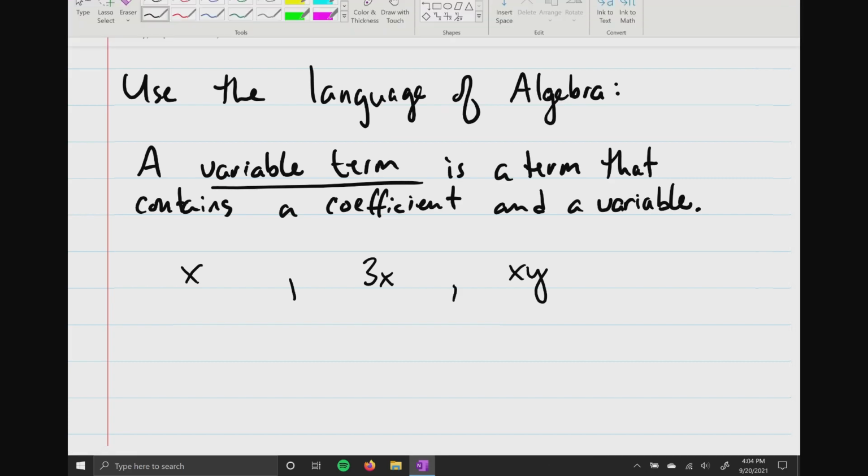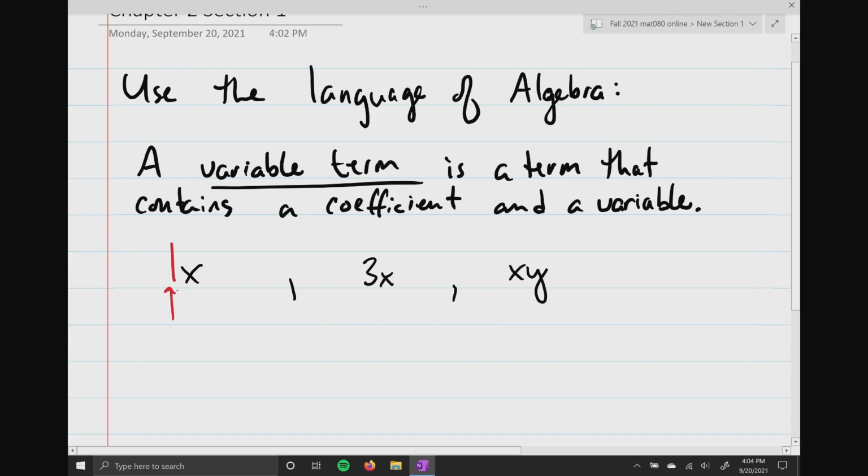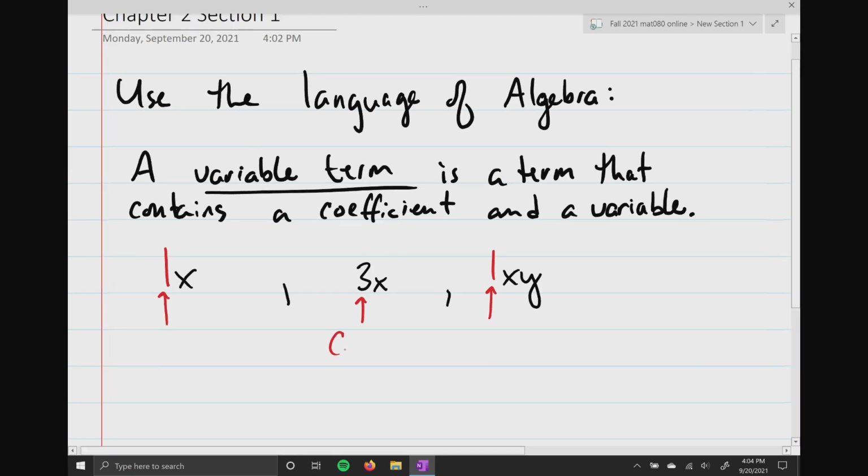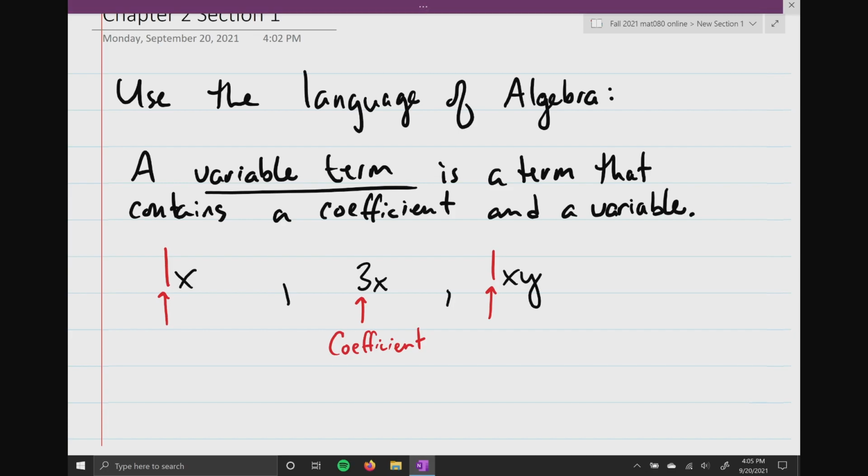So the coefficient is going to be the number that is attached to the variable, and it's being multiplied by it. So for example, in the first, even though we write x, it's really 1 times x. In the second example, that 3 is going to be the coefficient. And then in the last example, you have 1 times x times y. The thing to remember, though, is just that the coefficient is the number that is being multiplied to the variable. And like I said, sometimes you could write a 1, but you really don't have to. So there's our first definition.